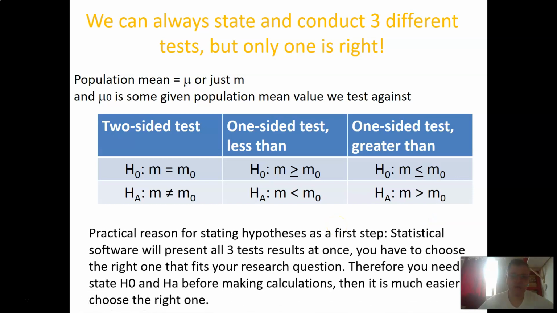Anyway, there is a practical reason for stating hypotheses as a first step, because nowadays every statistical software will present all the three tests at once when you insert the data, and you have to choose the right one that answers your research question. Therefore, you need to state H0 and H alternative before making any calculations. Then it's much easier to choose the right answer.